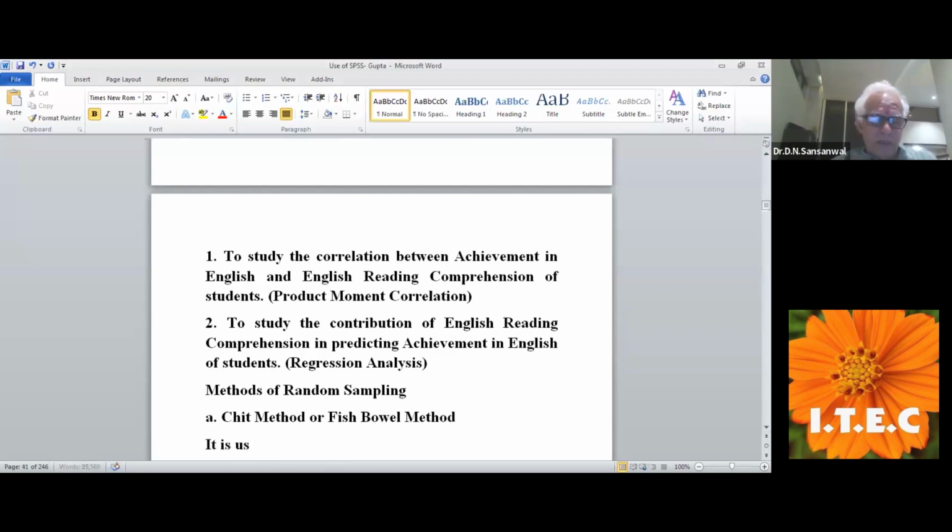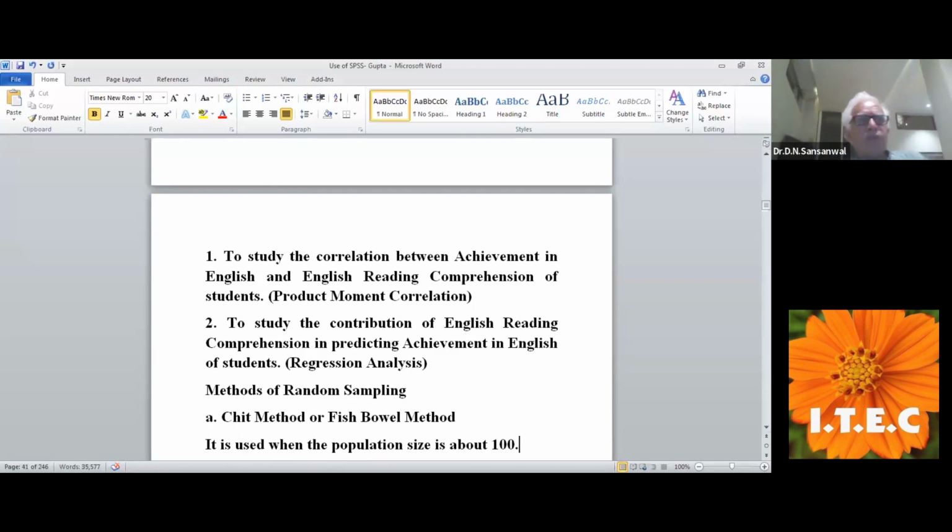It is used when the population size is about 100. If you have more, you say I can make 120. Okay, go ahead. You make 120 chits. I have nothing to do. But then you only have to understand that time consumed by you will be more.